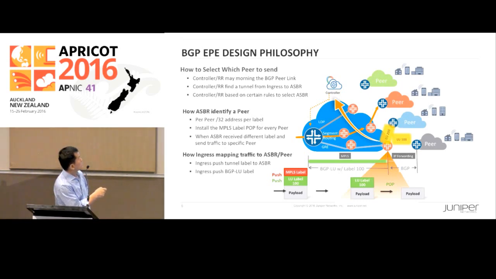So the idea for this is that the controller monitors every link by NetFlow, by BGP-LS, by BMP, or monitors any prefixes. Which prefix is better, with a longer AS path or a shorter AS path, and so on. Then it can select which ASBR to send traffic to. So for the controller, it's very simple. It puts different labels. The outer label will select a different ASBR. The inner label, the LU label, will select which link, which peer, or which peer set, and so on.